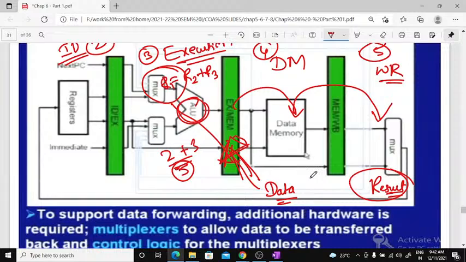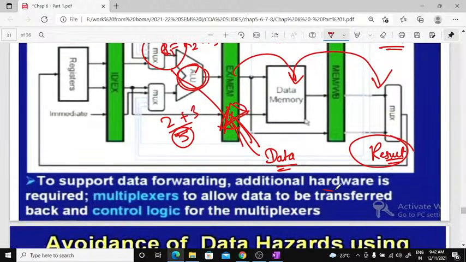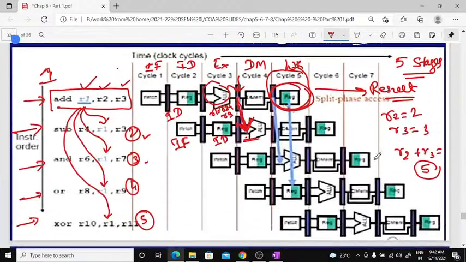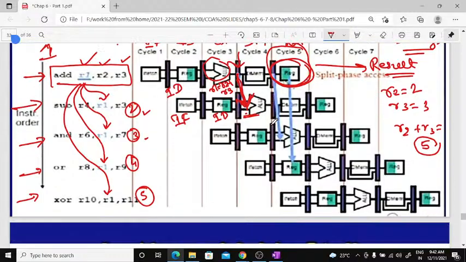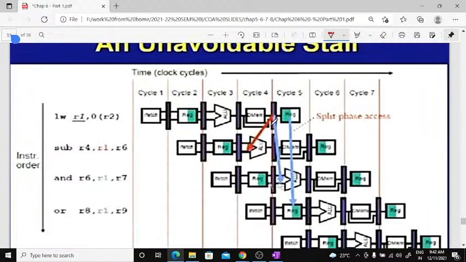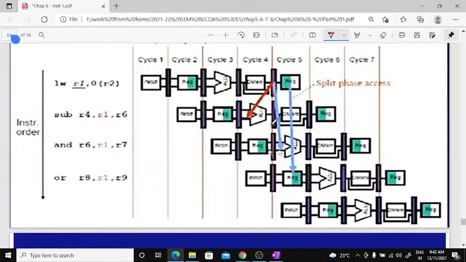So here what we are doing is adding extra hardware to support data forwarding. Additional hardware is required: a multiplexer that allows the data to be transferred back, and the control logic of the multiplexer. In this way we are avoiding the stall. But there are some cases that we cannot avoid.